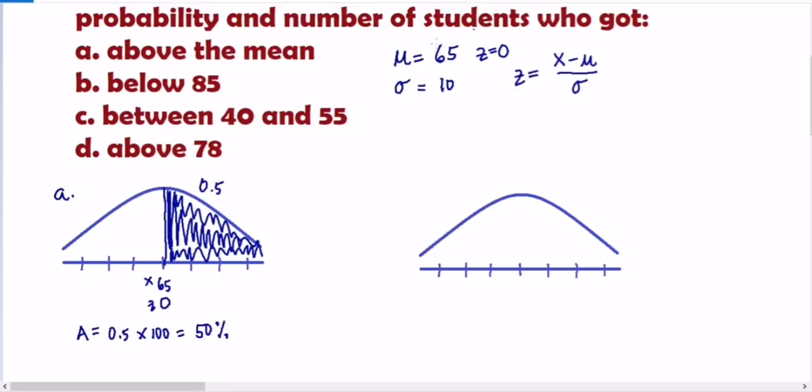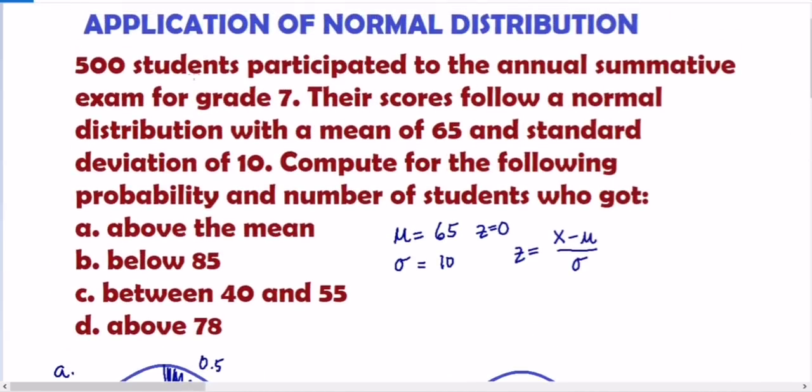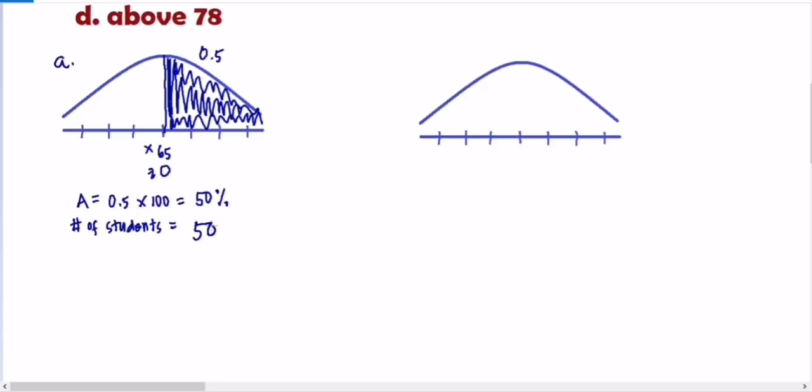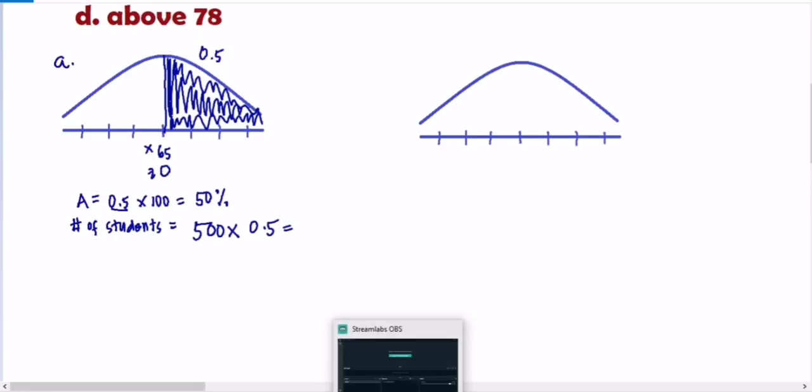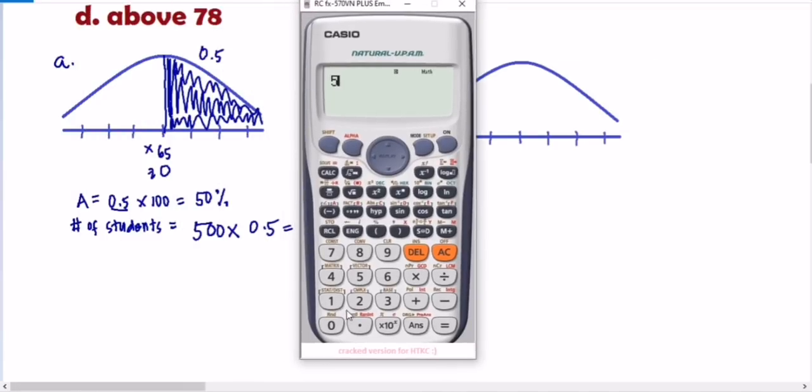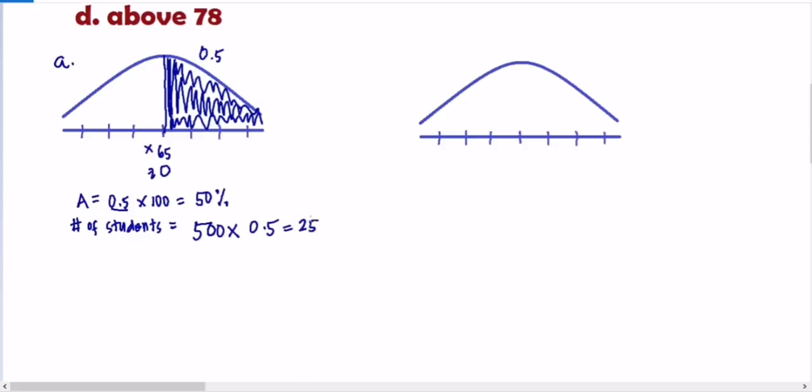Ngayon, what about the number of students who got above the mean? Kung 50% yan, to get the number of students, ganito lang gagawin nyo. Kunin nyo muna yung total number of students. Ilan ba lahat yung nag-exam? So, meron tayong 500 students na nag-exam. So, imumultiply mo lang dyan sa 500 yung area mo. Okay? So, 500 times yung area natin na ito, yung 0.5. Yung decimal form. Hindi yung 50%. So, 500 times 0.5. That is equal to 250 o yung kalahati. So, there are 250 students who got a score that is above the mean. Okay? Madali lang yan, yung letter A.